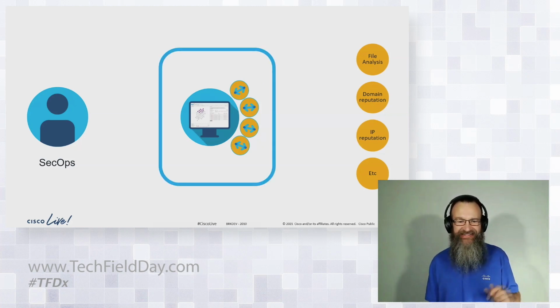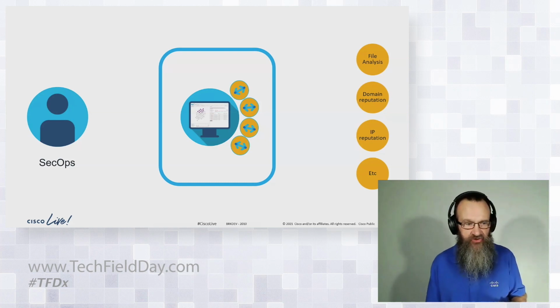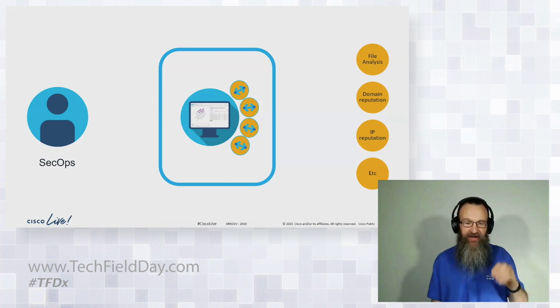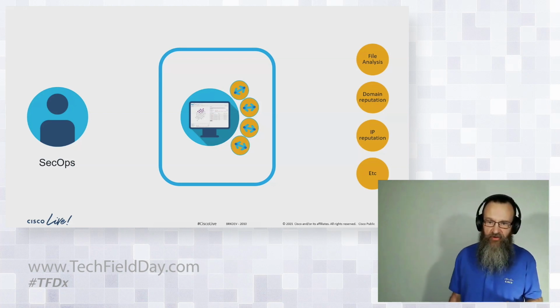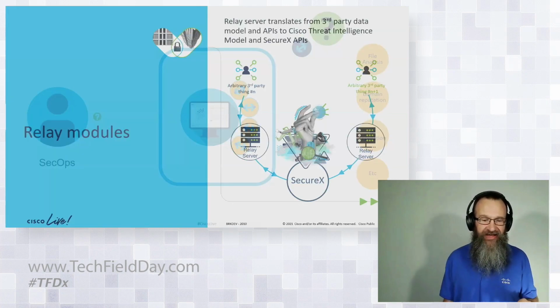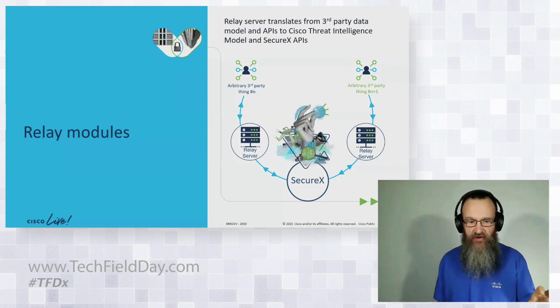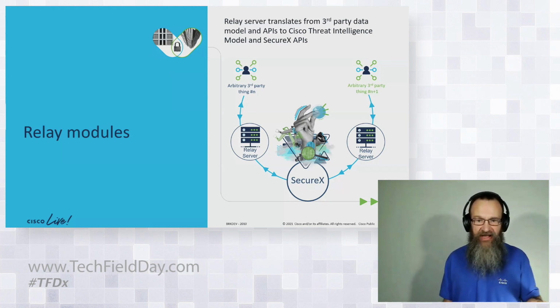All of this happens inside SecureX infrastructure. Therefore, our engineers have to have built a module to talk to the product in question before that product can participate in this operation. But what if the modules did not have to live inside SecureX infrastructure? The answer is they actually don't, because of relay modules. A relay module relies on a relay server. The module is kind of just a stub. It talks to this relay server. The relay server can live anywhere and handles the work of translating between the third-party data model and APIs into the Cisco Threat Intelligence data model and the SecureX APIs.